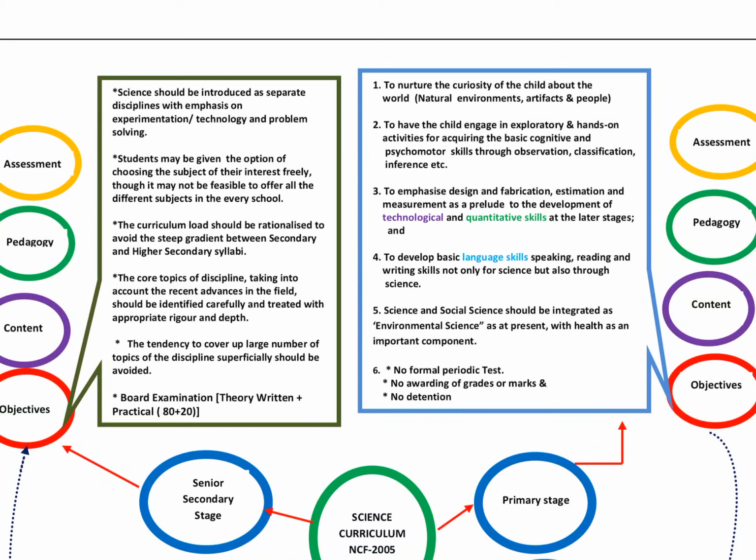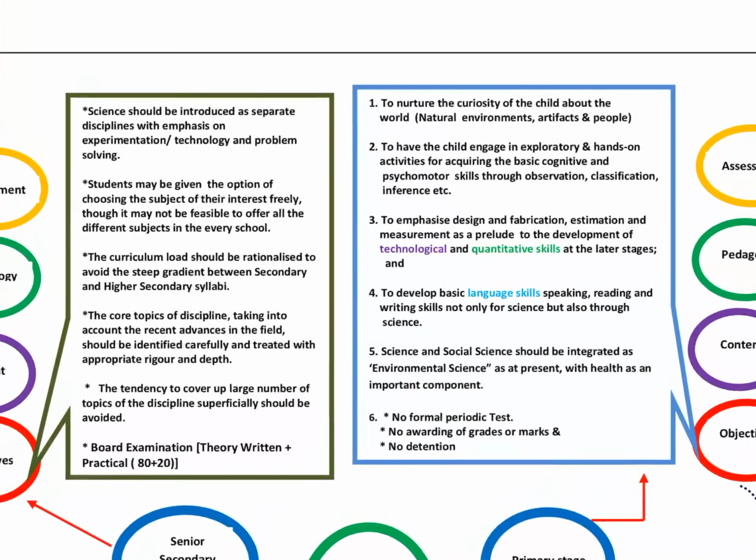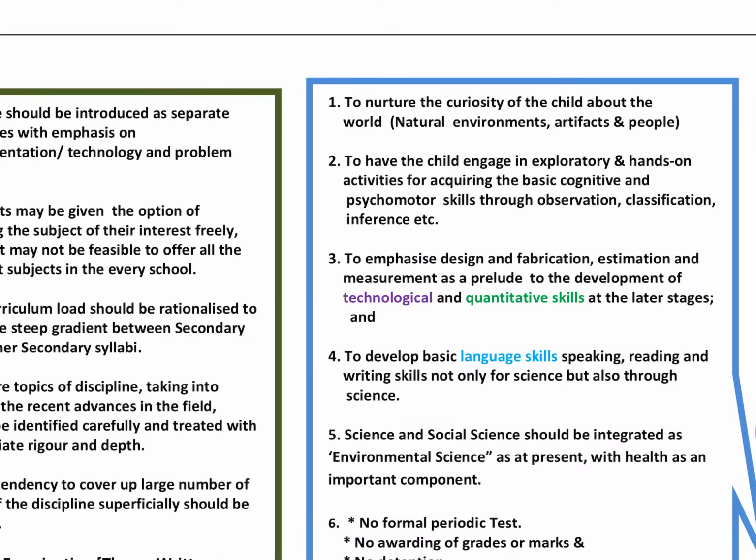So here I am going to present only the objectives of science education at the primary stage. The first aim or objective of teaching science in the primary stage of education, primary classes, class 1 to 5, is to nurture the curiosity of the child about the world, and that world may be the natural environment, artificial environment or social environment.